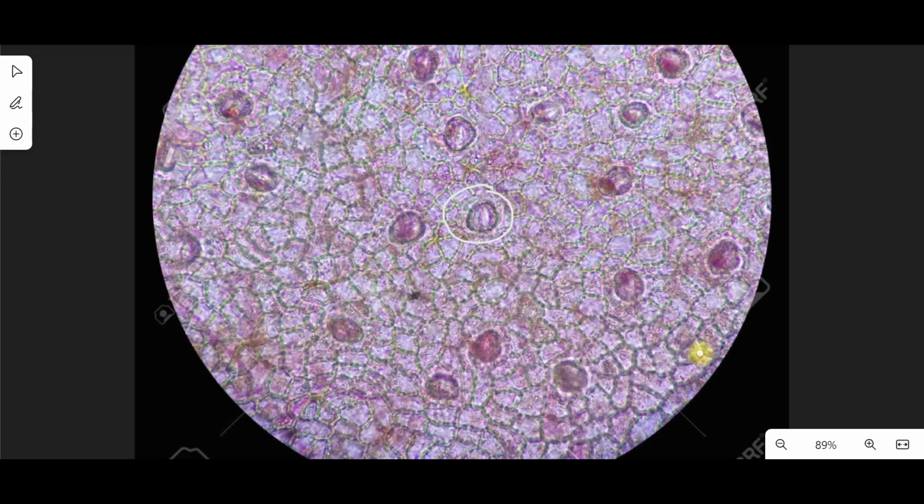I am just encircling those regions. These regions are nothing but the pores, which we call stomata. These are also stomata. Now all these stomata are interconnected by some irregular cells. Are you able to see these cells, which I am drawing with the white color? These cells are nothing but epidermal cells. So in the epidermal cells, you will see here and there the presence of stomata. All these stomata are distributed in the epidermal cells.